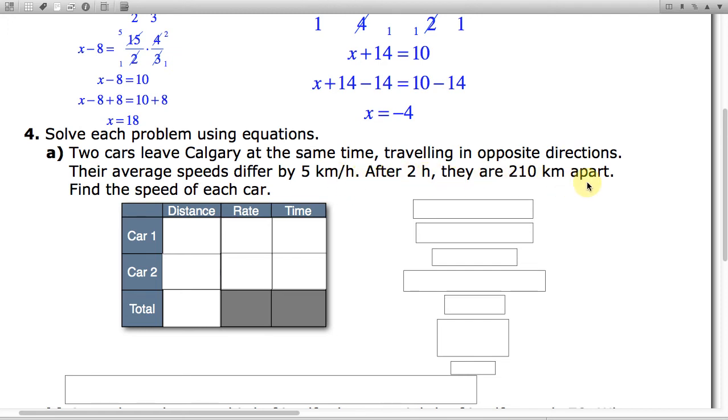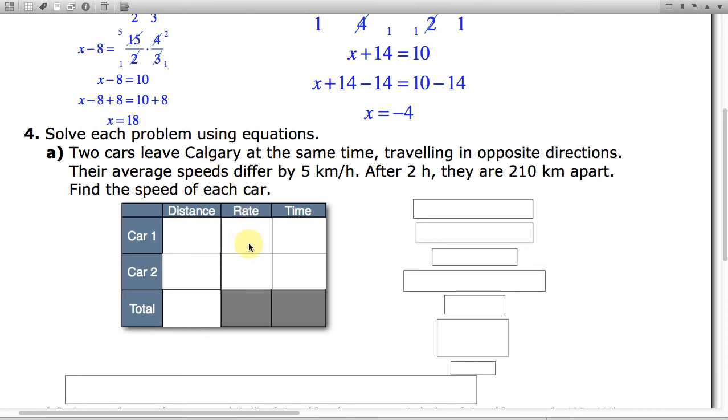After 2 hours, they are 210 kilometers apart. We want to find the speed of each car. So first of all, although we don't know the distance traveled by each car initially, we do know that their speeds differ by 5 kilometers per hour. So what I like to do is I set up this chart of distance, rate, and time. Rate is just another word for the speed.